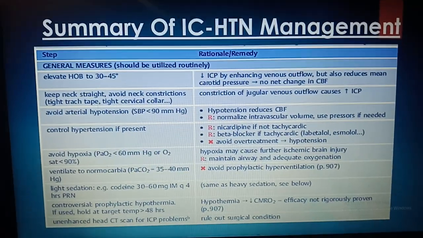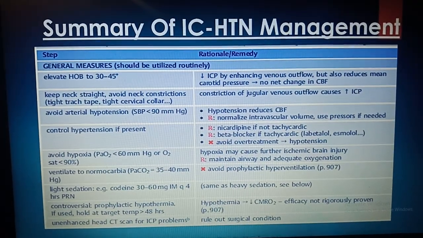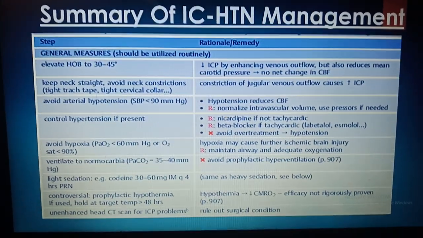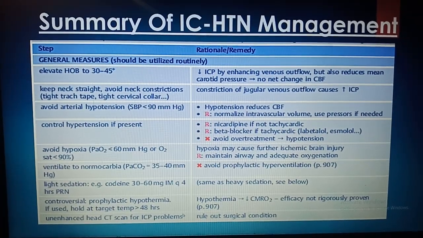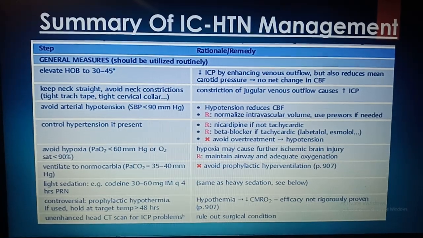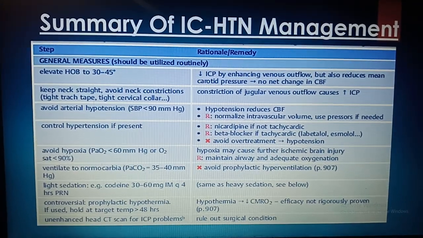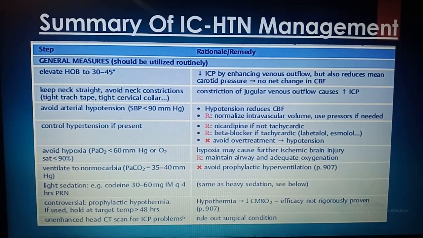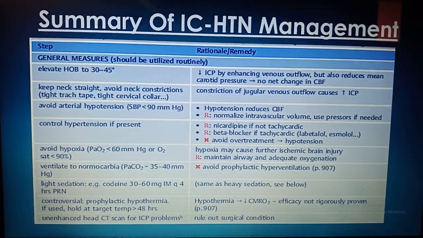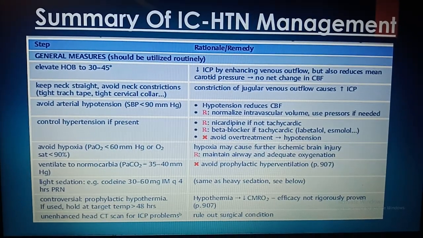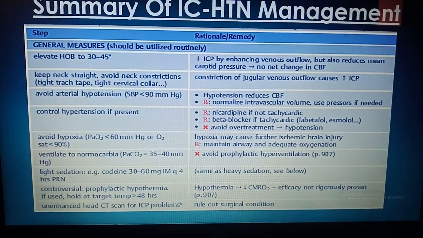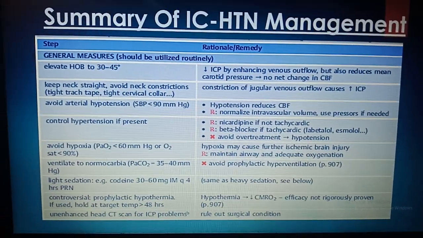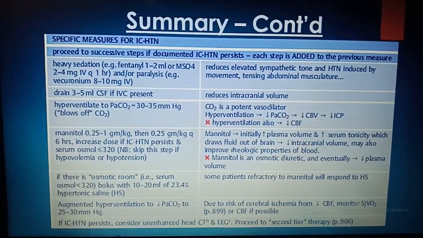So this is a summary of intracranial hypertension management. It is taken from Greenberg, and all of this we have studied. In general measures, we have to elevate the head of the bed, keep the neck straight, avoid arterial hypotension, control hypertension, avoid hypoxia, ventilate to normocarbia, light sedation and controversial use of prophylactic hypothermia, and you have to go for a head CT to rule out any surgical condition, any hematoma or something like that.